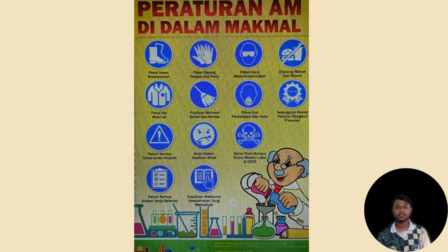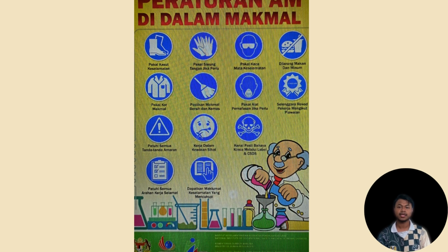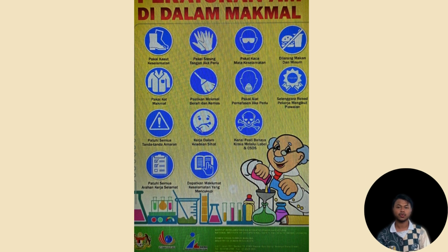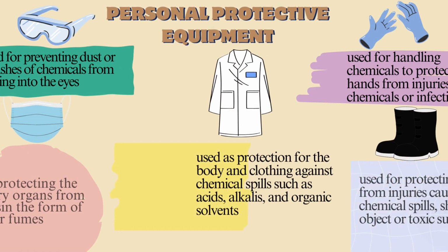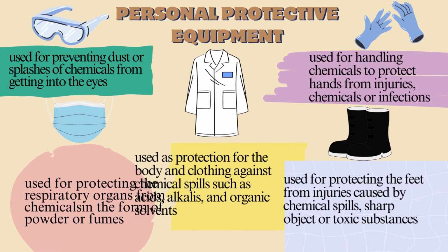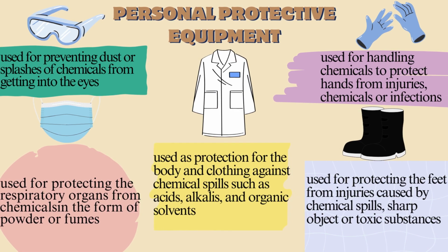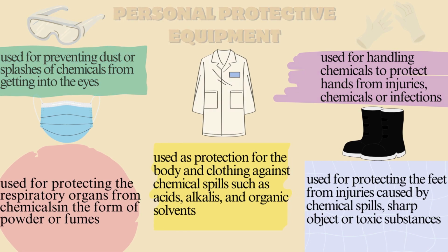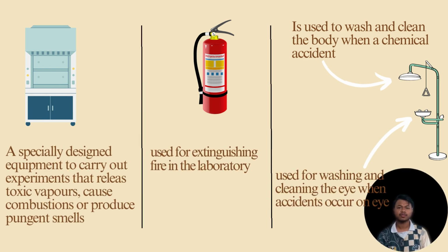As you can see on your screen, this is a poster of general rules in the laboratory that you need to follow. So in the next part, I will share with you about personal protective equipment that you must wear when you are in the laboratory, such as safety goggle, face mask, glove, laboratory coat, and laboratory shoes. This personal protective equipment will protect yourself from an accident. Other than that, we also have safety equipment in the laboratory like fume chamber, safety shower and eye wash, fire extinguisher, and hand wash.